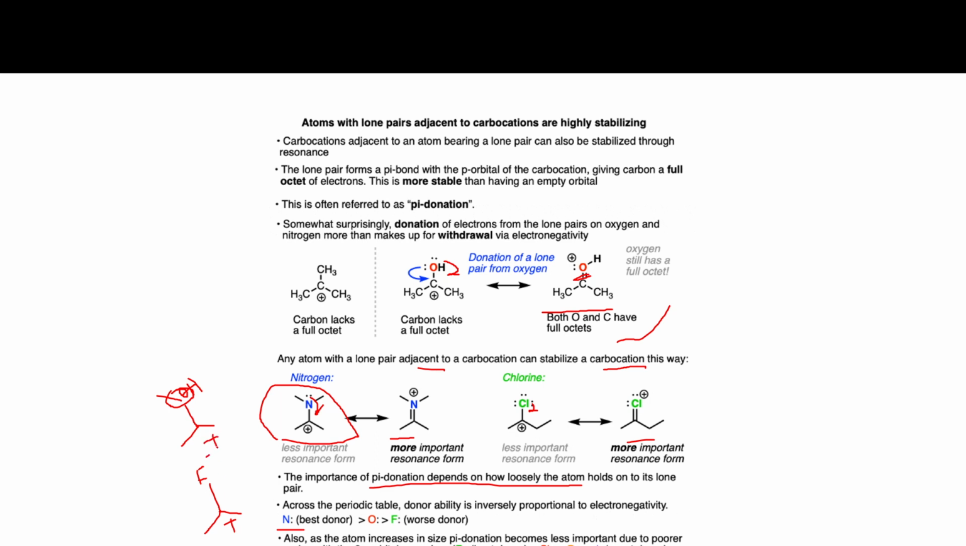Nitrogen, due to being less electronegative, holds this lone pair loosely, so it can easily donate to the carbocation. But when you increase the size, pi donation becomes less important, because the 2p orbital with a larger size cannot overlap as well. So fluorine will be your best donor as compared to chlorine, bromine, and iodine; bromine and iodine are less electronegative, but their orbitals do not match in overlap, so fluorine will be the best donor.